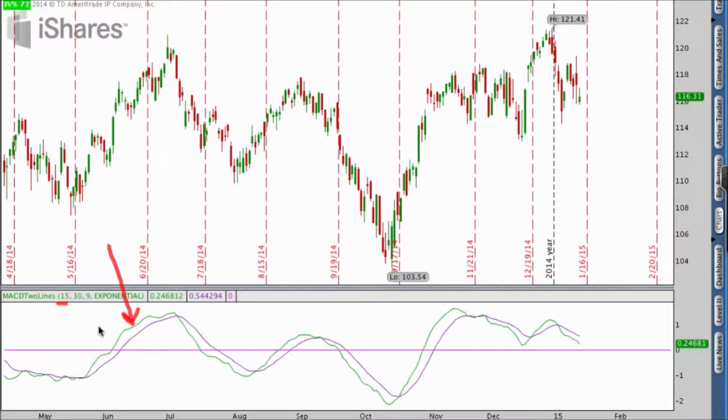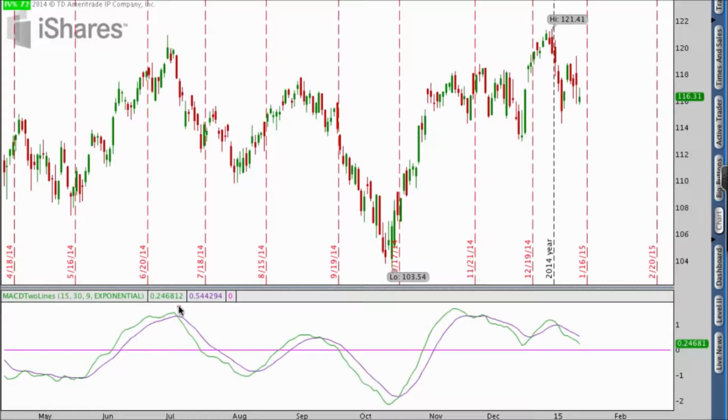It's only 15 days. This one is going to move much quicker with the market as opposed to this purple line, which is our slower moving average at about 30 days. And you can see they generally both move in the same cycle, but there are periods in which we see a cross of the shorter term moving average, which is green, that crosses above or below the purple line.